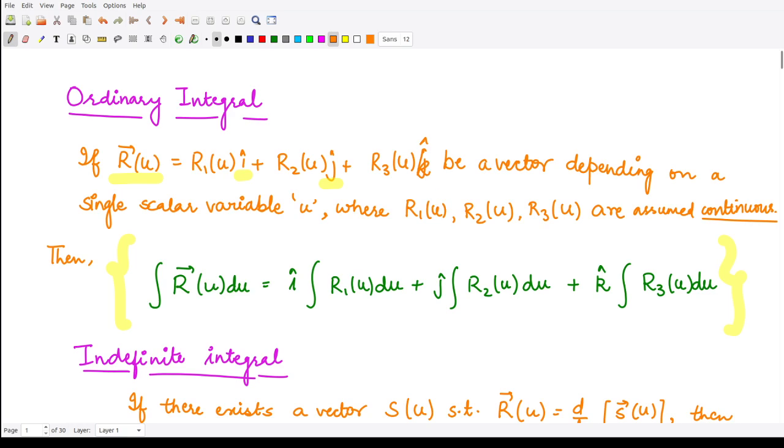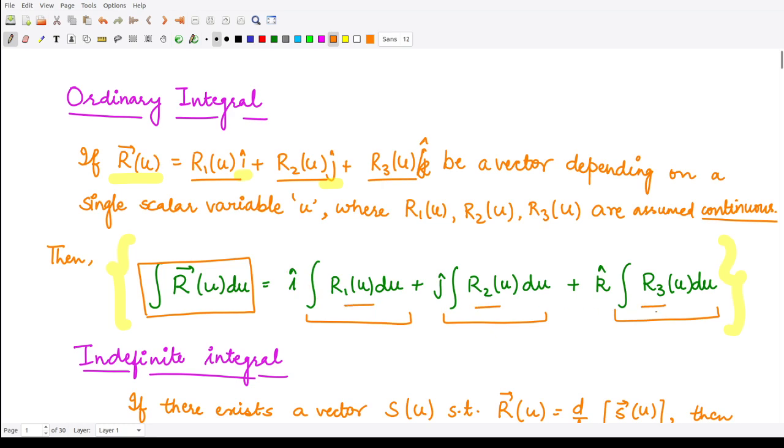Now suppose we wanted to take the integration of this vector point function r of u. Then that integration is defined as follows: you take the individual integration of these factors. That means i cap integration of r1(u) du plus j cap integration of r2(u) du plus k cap integration of r3(u) du. So this is the normal integration that we already know how to perform for simple functions. We have converted the integration of the vector point function into these three functions.